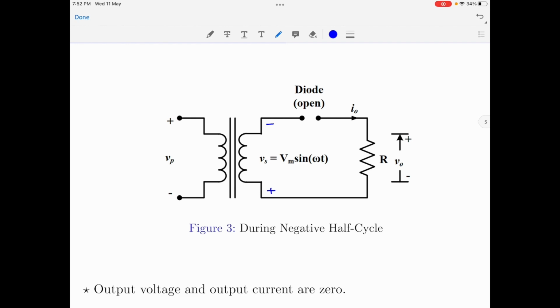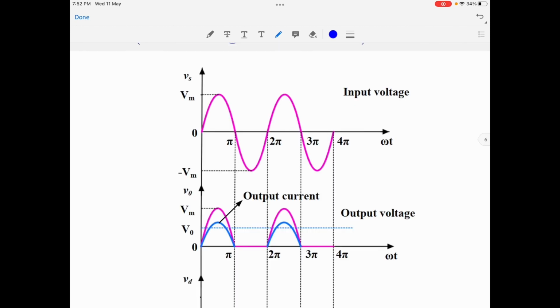Therefore, during the negative half cycle of the input supply, the output voltage and output current are both 0. Let us now look at the waveforms for the negative half cycle of the input supply. Now, I will be analyzing the waveforms between the period pi and 2 pi.